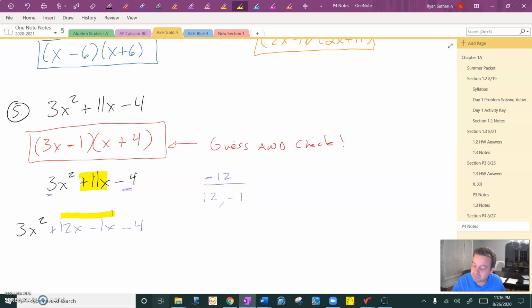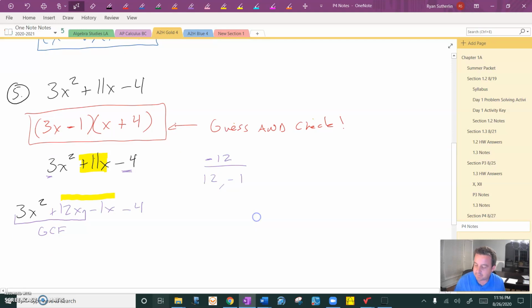Now we're going to use a technique called factoring by grouping. And here's how that works. I'm going to look at my first two terms, and I'm going to factor out the GCF, or the greatest common factor. So if I look at 3x squared and 12x, my greatest common factor for the numbers is 3. For x squared and x, it's x. And I'm left with x plus 4.